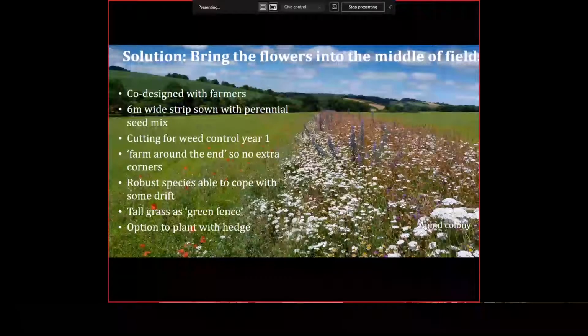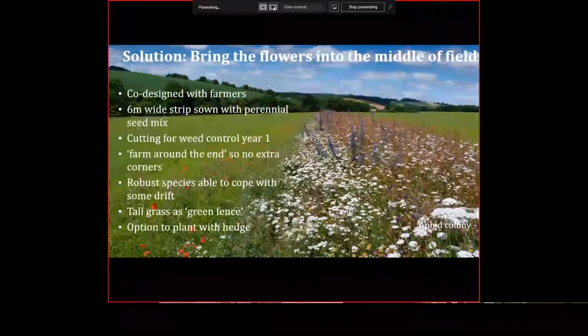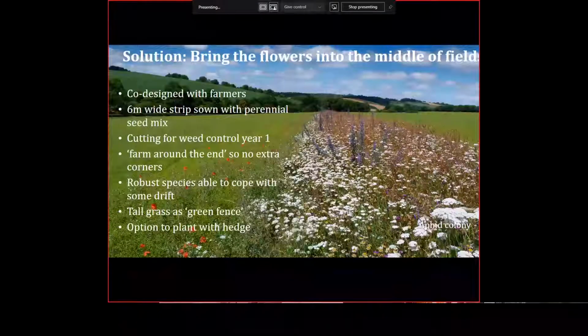Robust species, as we've said, and originally we had the idea of this tall green fence of tussocky grasses as a narrow strip at the edges. That proved challenging to drill because it means drilling essentially two different seed mixes. So we've achieved the same thing by, under experimental license, applying a graminicide in the winter to the central 4 metres to leave 1 metre of tall grass to protect the inner core. That was done last year.